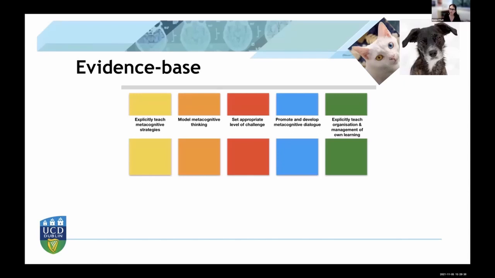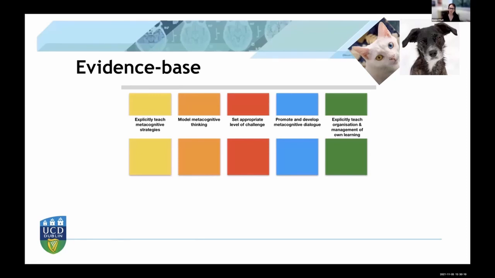But when you're wanting them to work on tasks, and they obviously need to actively be doing something in order to learn, you need to set a certain degree of complexity that actually allows them to put these skills into action. Ideally, have that building in complexity as they develop their skills. All along, you need to be promoting and developing metacognitive dialogue. So getting students to think about having a dialogue with themselves around their learning, but ideally also a dialogue with their colleagues and with you in class around learning. And finally, explicitly teaching organization and management of learning and communicating this expectation to students is really key.